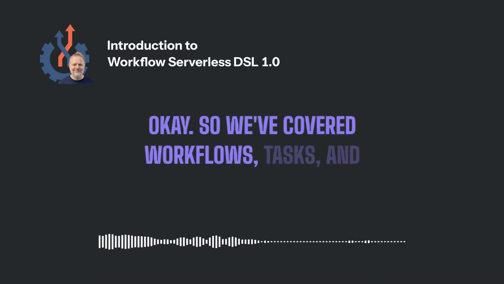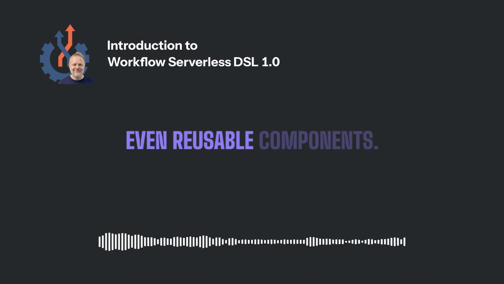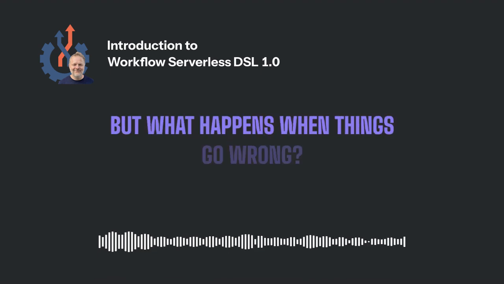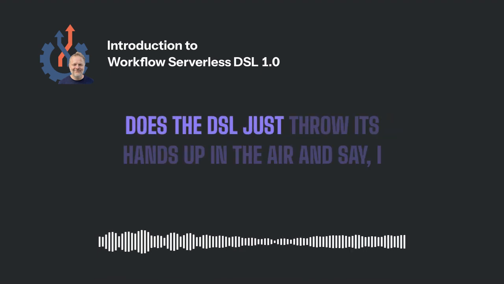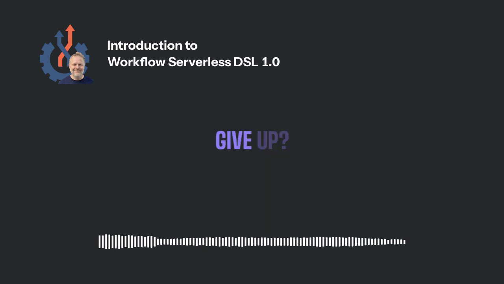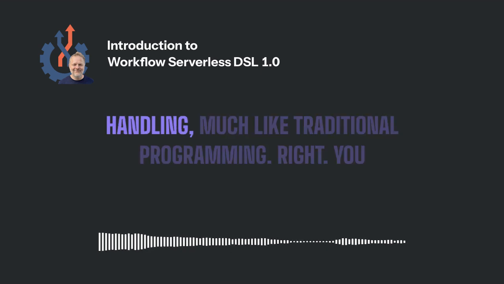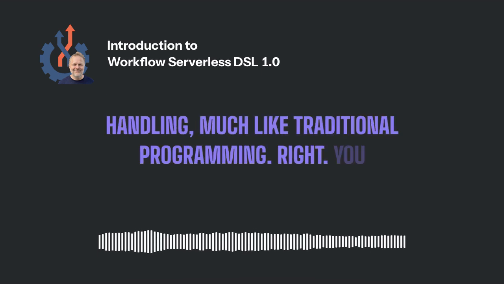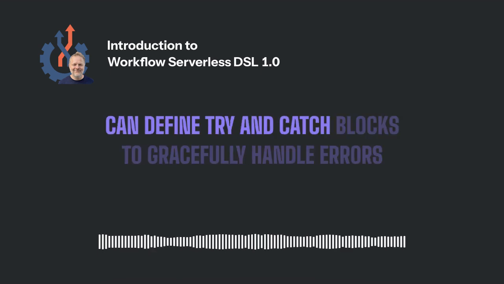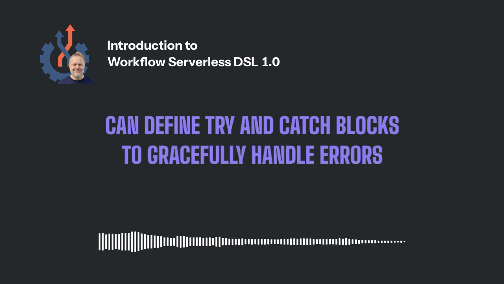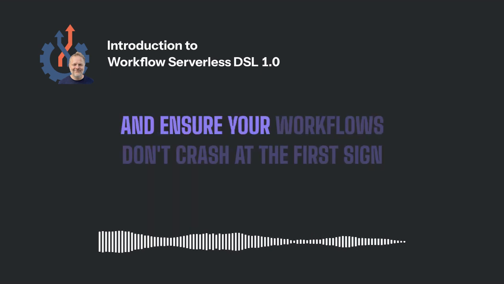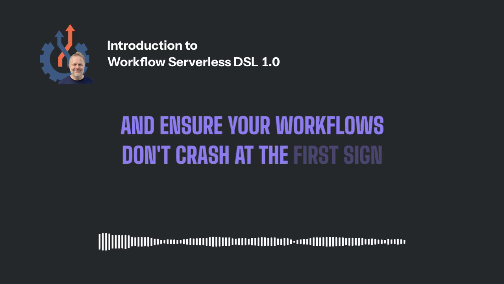Okay, so we've covered workflows, tasks, and even reusable components. But what happens when things go wrong? Does the DSL just throw its hands up in the air and say, I give up? Not at all. The DSL has a solid approach to error handling. Much like traditional programming, you can define try and catch blocks to gracefully handle errors and ensure your workflows don't crash at the first sign of trouble.